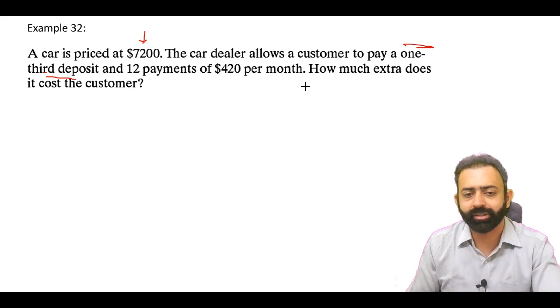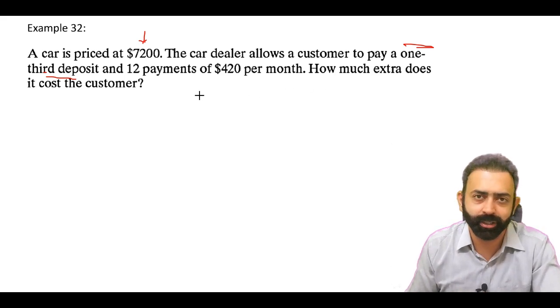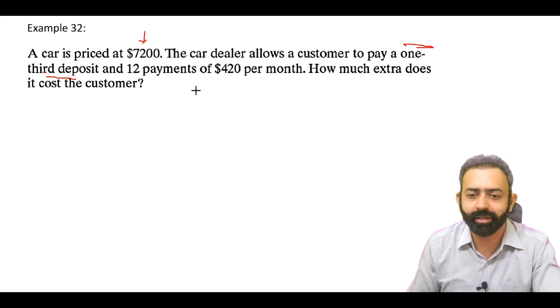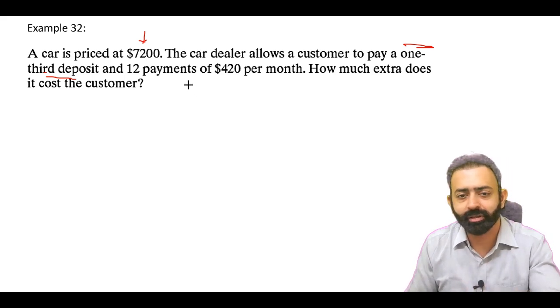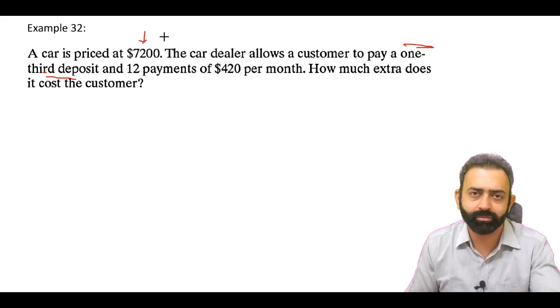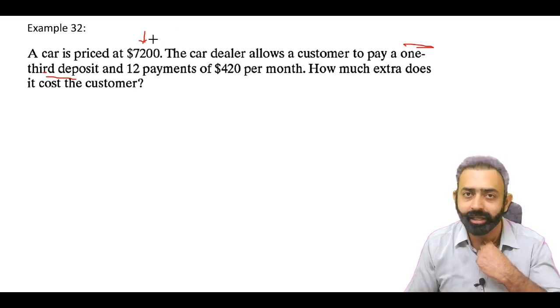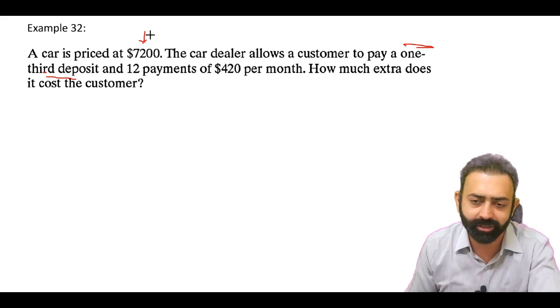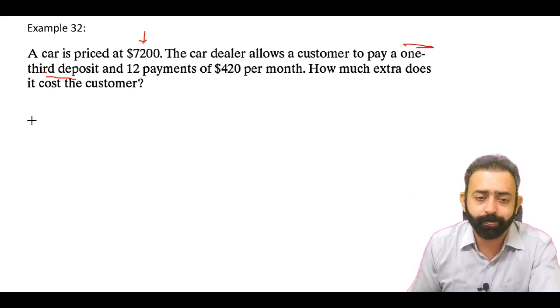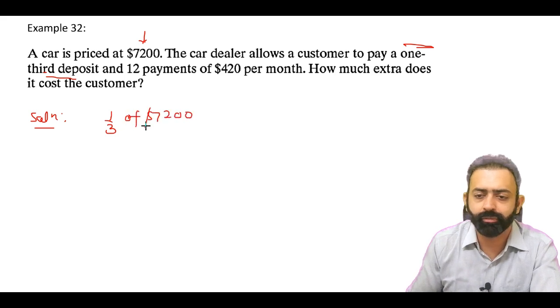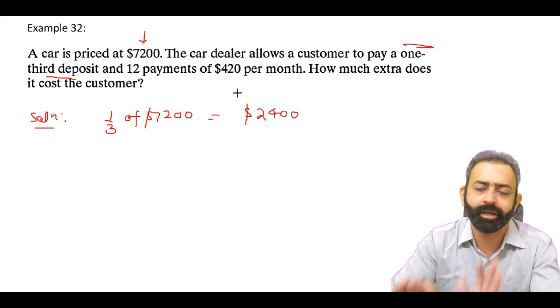So it is asking how much extra does the customer have to pay. Obviously, since the scheme is for the benefit of the customer, it might be possible that a customer does not have $7,200 in cash, right? So with the scheme, the dealers give this to the customer. So for the solution, first we will find out the 1/3 of 7,200, which is the part payment. This is obviously $2,400. So this is the initial cash.